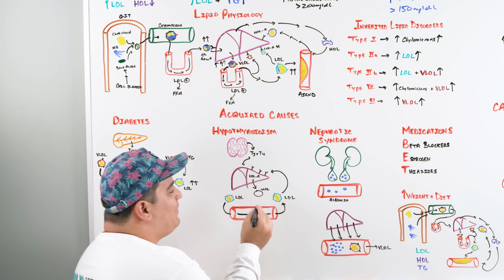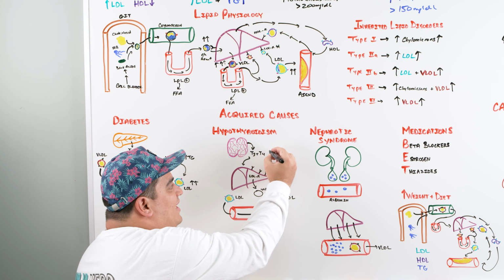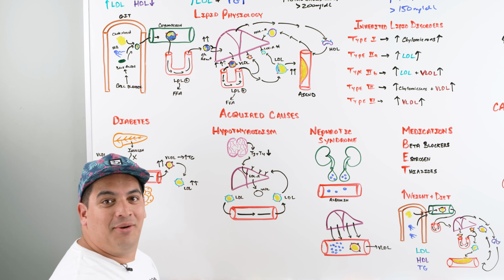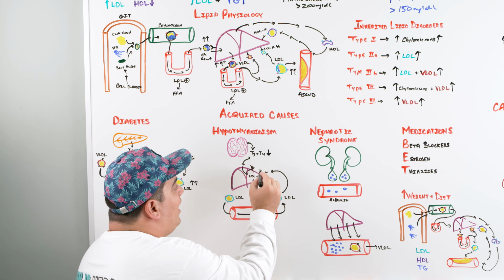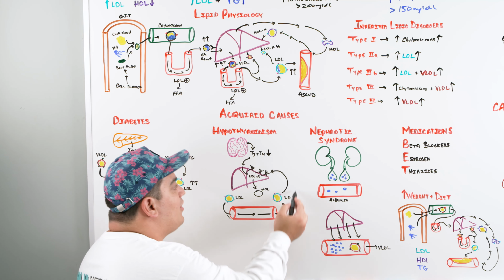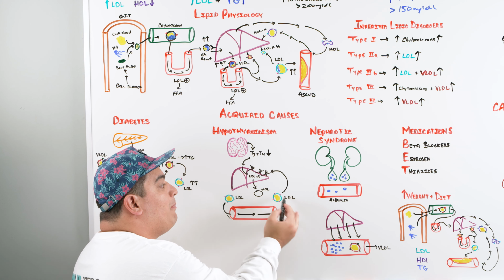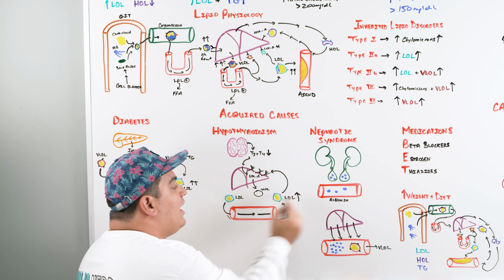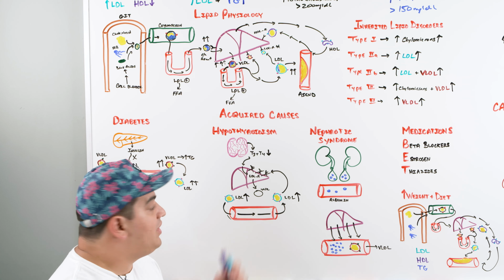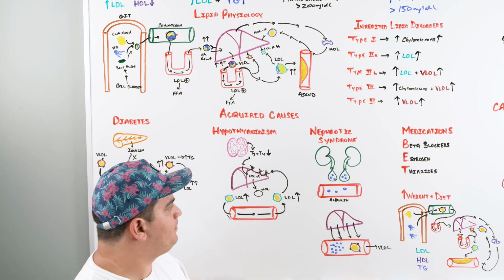Well, what happens is if your T3 and T4 levels are low, you can't work to upregulate those LDL receptors. So now they're downregulated. You don't have these. The LDL molecules, after they're done, are supposed to get taken up by the liver, but they don't. They stay in the bloodstream. And so your LDL levels will rise and rise and rise. And that's one of the particular problems with hypothyroidism.